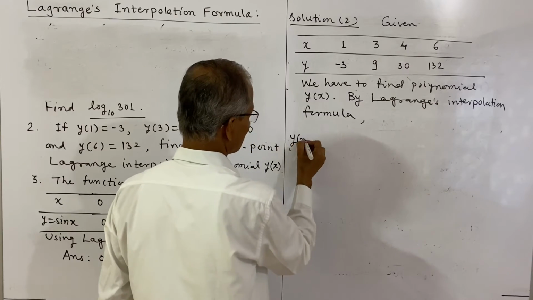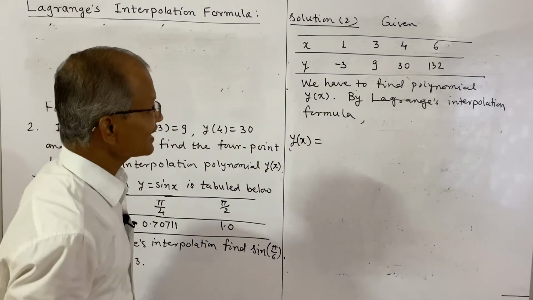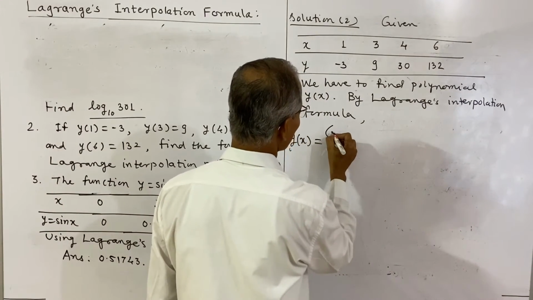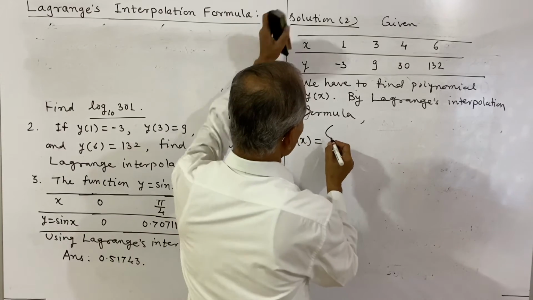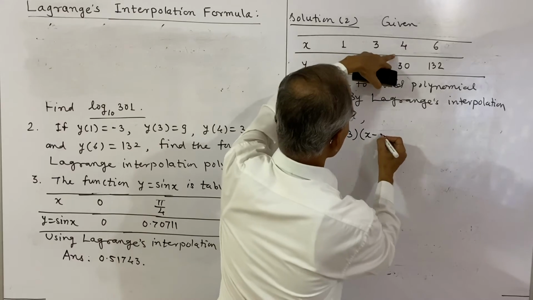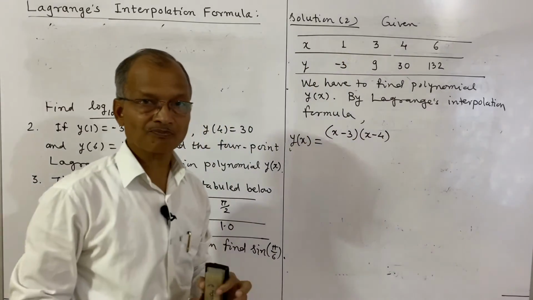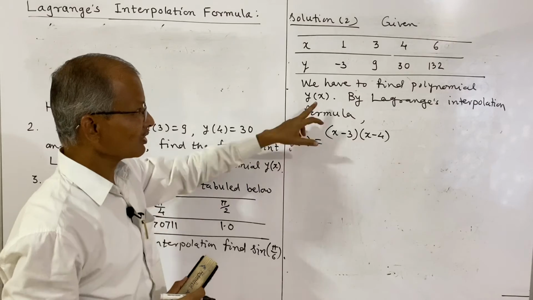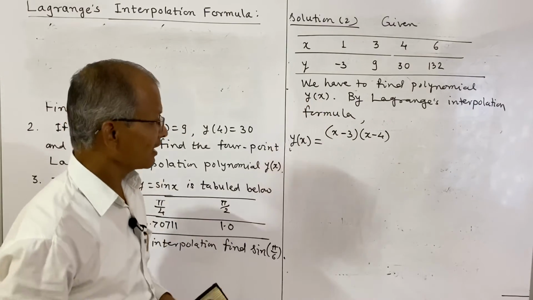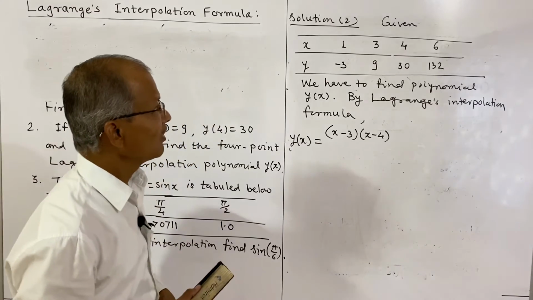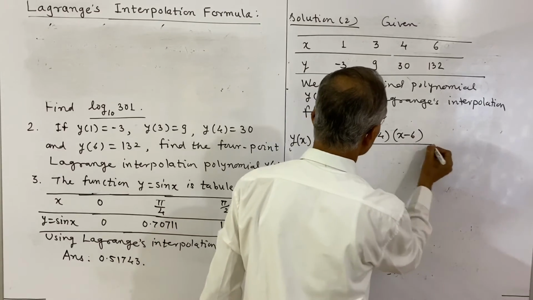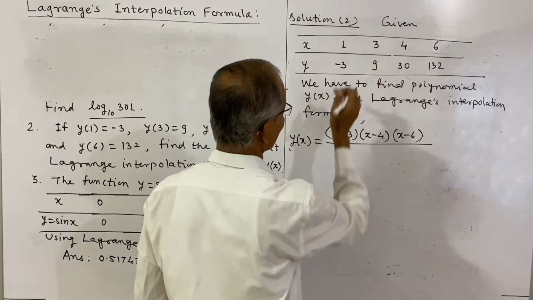Y of x is equal to, it starts with the numerator as x minus x1, and that is x. So x will remain the same. X minus 3, x minus 4. Here x we have to consider as it is, because the polynomial we have to find out is a general polynomial y at the value of x. X may be any value. So x minus 4, x minus 6, divided by, and at the denominator we replace this x by the first value of x, that is 1.